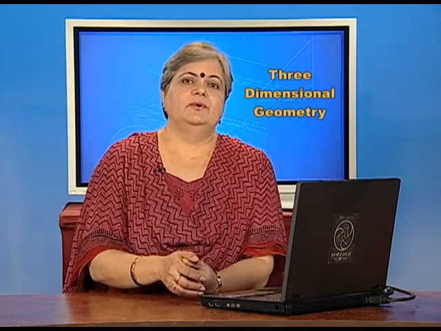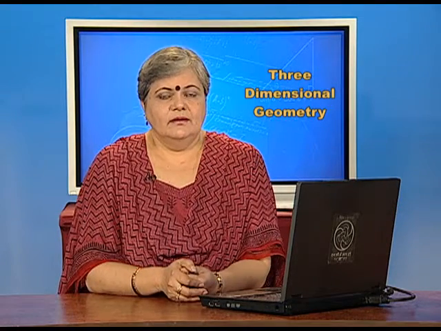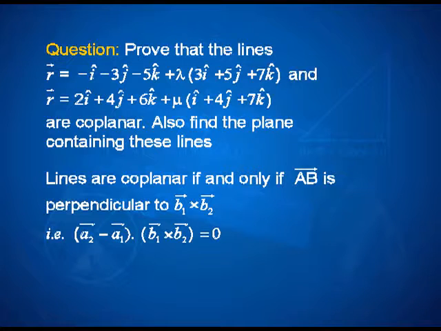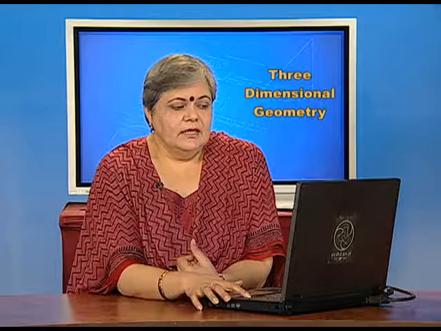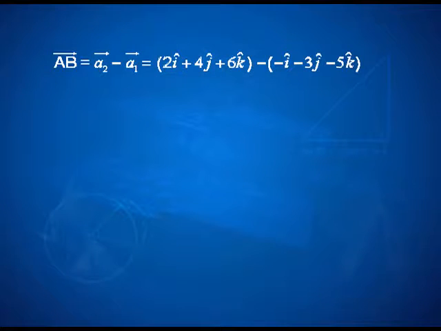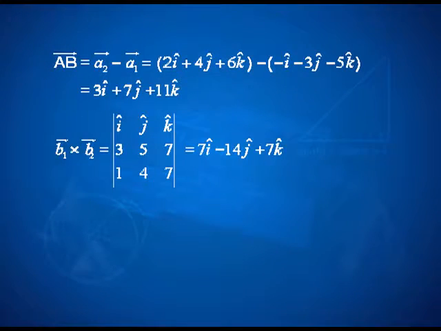So, how do we check whether the lines are coplanar? As we discussed just now, find the vector AB, which is a2 minus a1, and consider b1 cross b2. If I can show that vector a2 minus a1 dot b1 cross b2 is 0, the lines are coplanar. In this case, we have the vector AB, which is a2 minus a1, coming out to be 3i plus 7j plus 11k cap. Let us see what b1 cross b2 looks like.